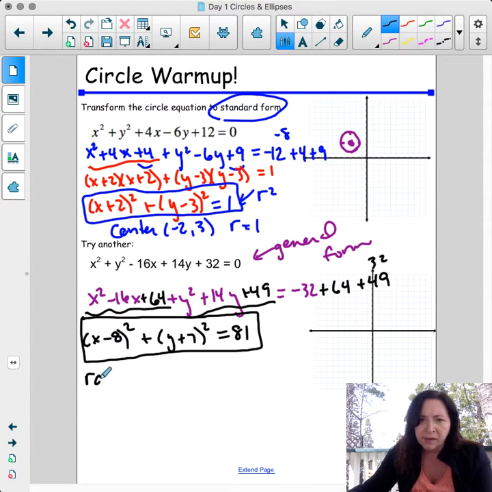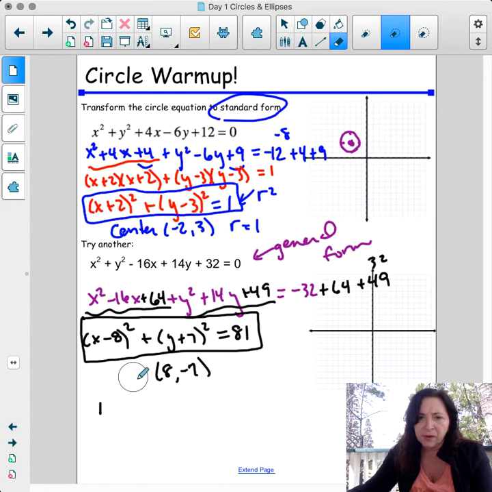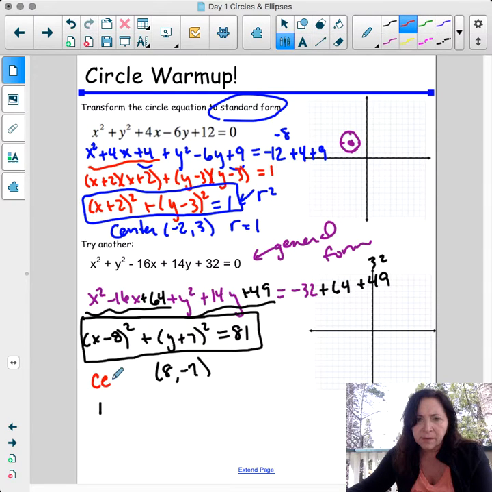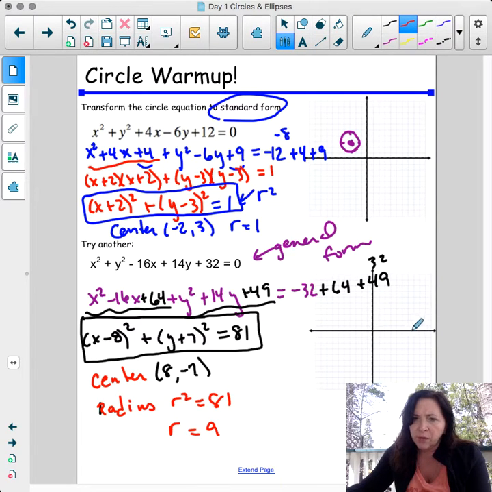I have my radius is 8, -7, opposite, opposite. That was my center. So this is my center. And my center is at 8, -7, and my radius, r squared is equal to 81, but r is equal to 9. So graphing this, I would go over 8 and down 7, and with my radius of 9, I would be going up, to the left, down, so my circle would look something like that.